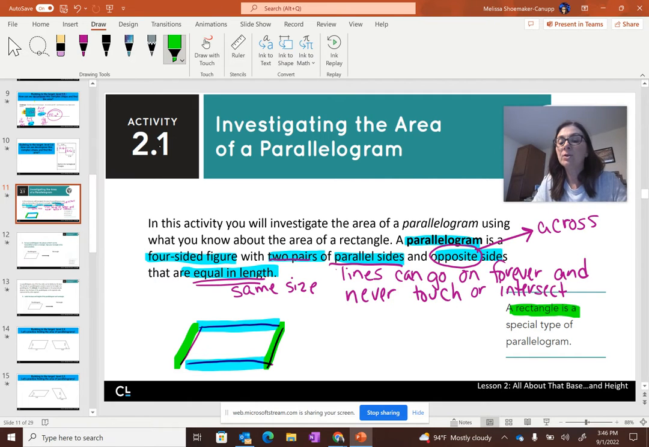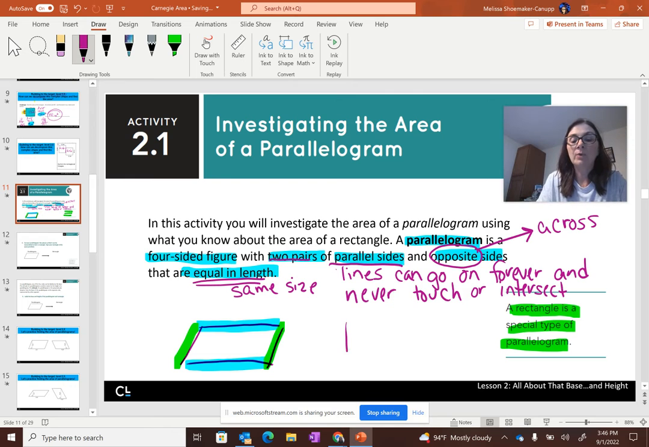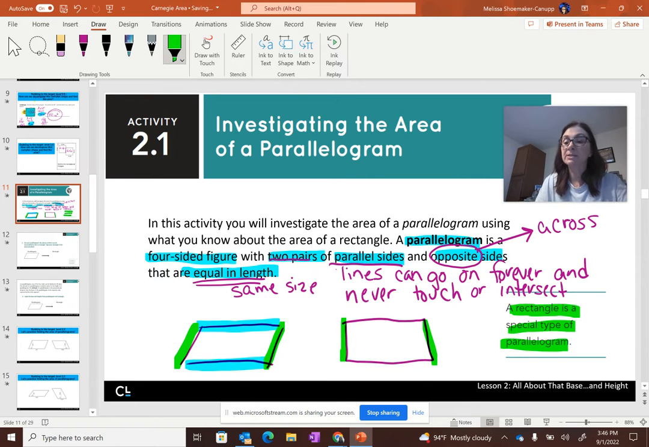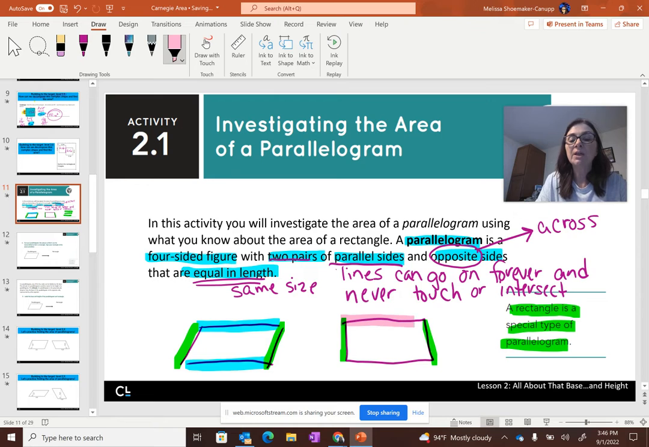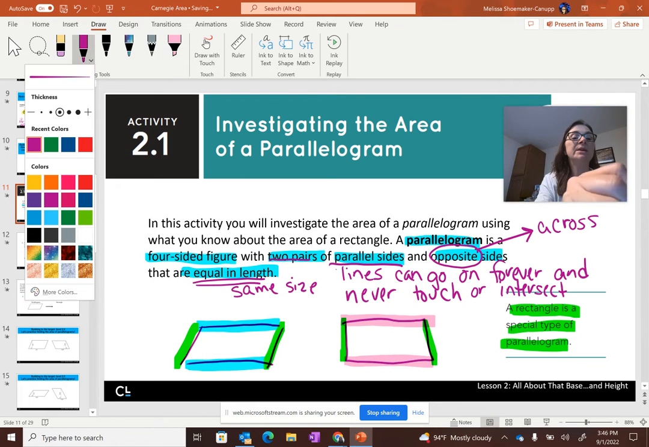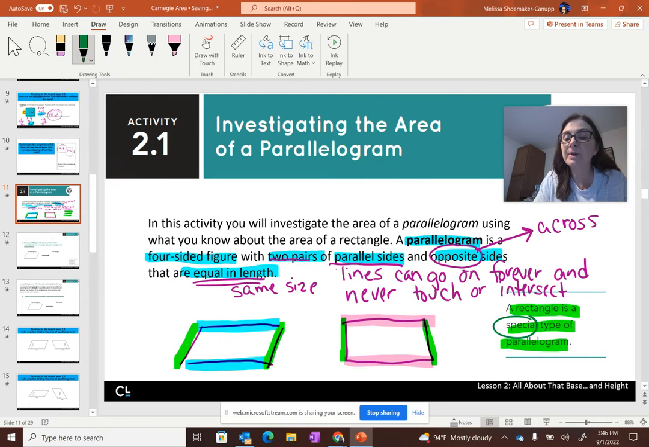A rectangle is a special type of parallelogram. Well, think about it. A rectangle follows those rules. This is the same size as this. It's parallel. They'd never touch if we continued. This is the same length as this. They're also parallel. They would continue forever and never touch. The only thing that's different or special that makes it a special parallelogram is the angle.